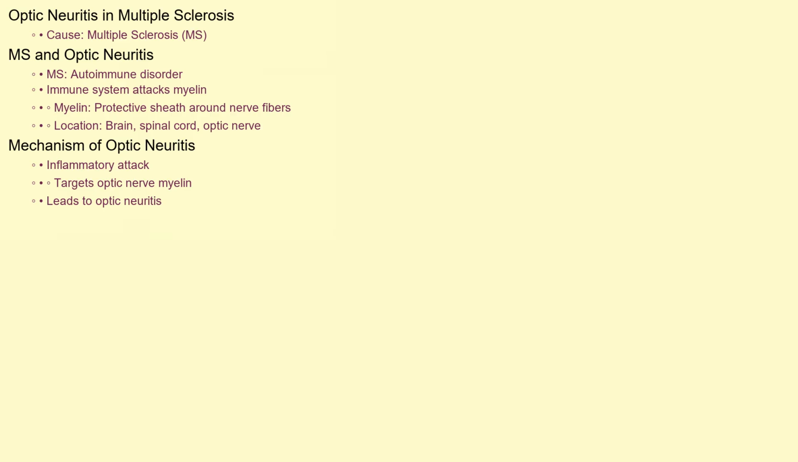So, what causes this optic neuritis when it's associated with multiple sclerosis? The underlying culprit is MS. The body's immune system mistakenly attacks myelin, the protective sheath surrounding nerve fibers in the brain and spinal cord, and crucially, the optic nerve. This inflammatory attack on the optic nerve's myelin is what leads to optic neuritis.